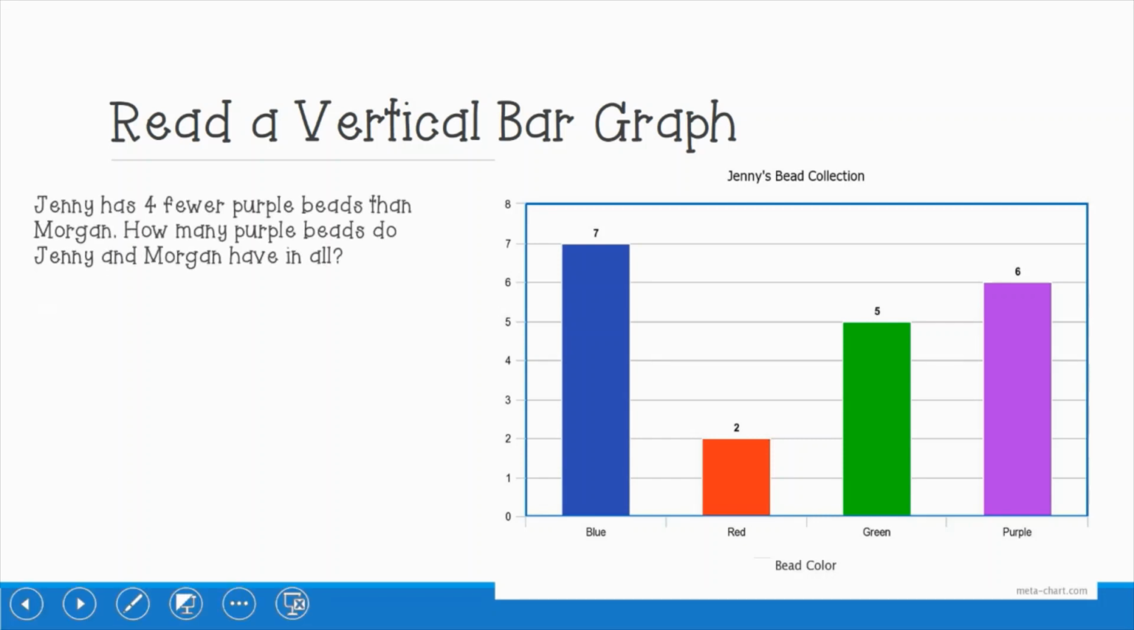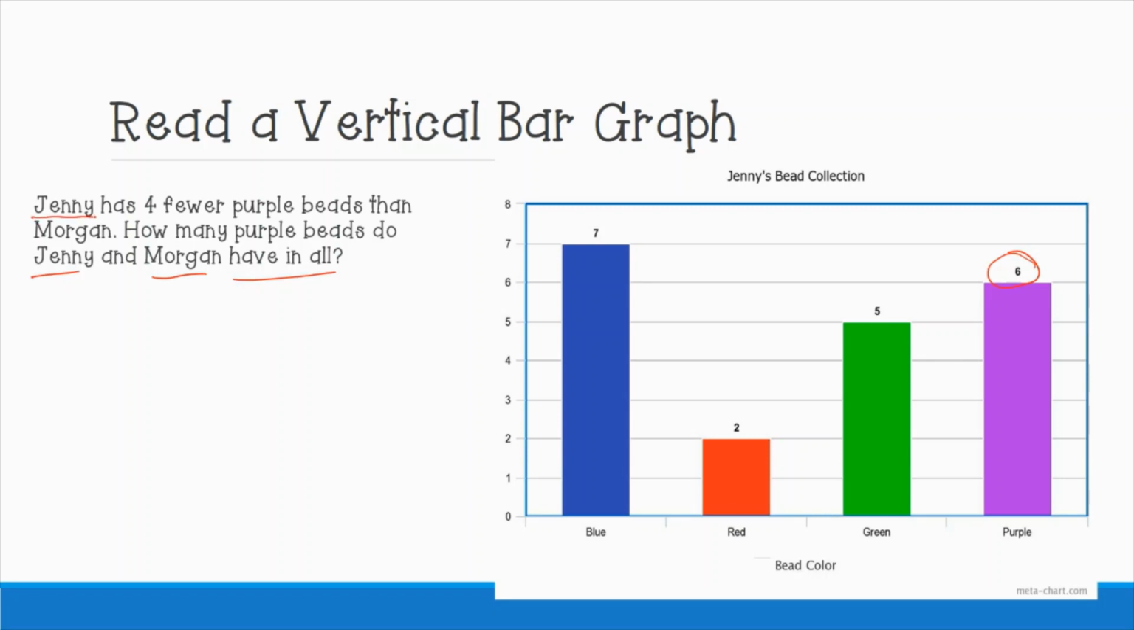And here's her question. Jenny has 4 fewer purple beads than Morgan. How many purple beads do Jenny and Morgan have in all? So my question wants to know how many Jenny and Morgan have in all. So their total. But I only know how many purple beads Jenny has. So this problem is going to have 2 parts in order to solve it. Because first I need to figure out how many Morgan has before I can add Morgan and Jenny together.